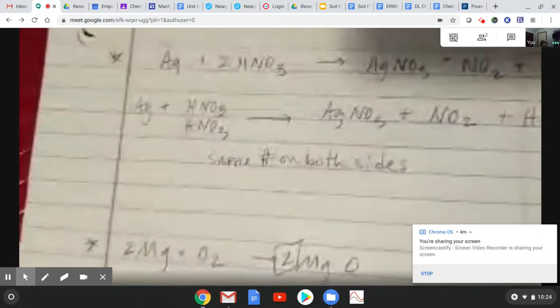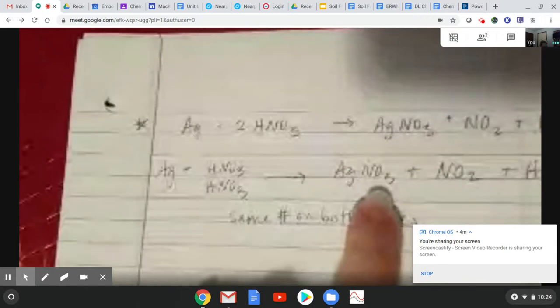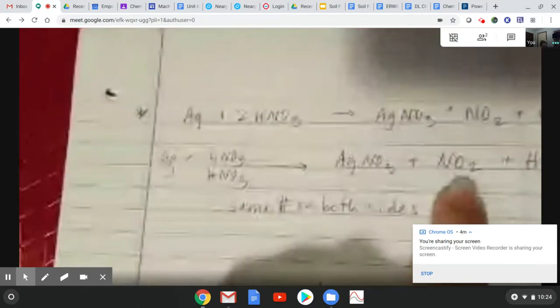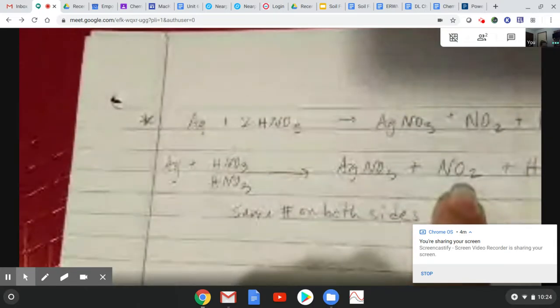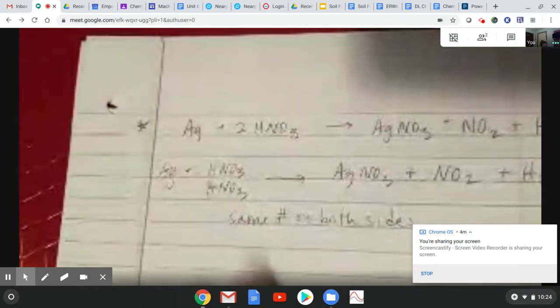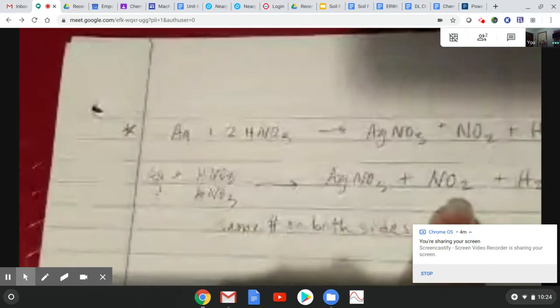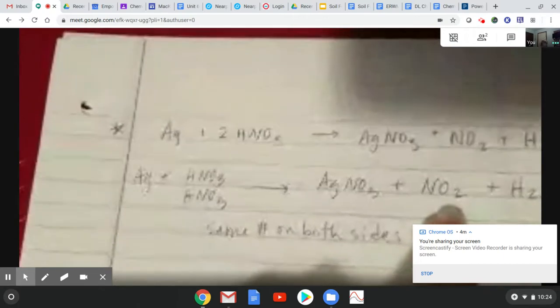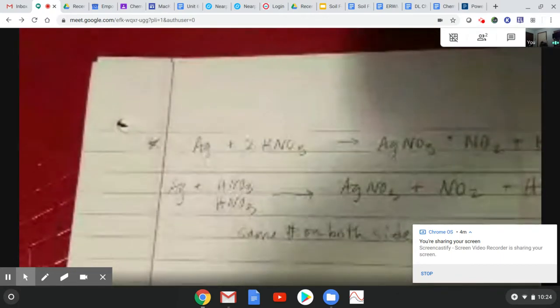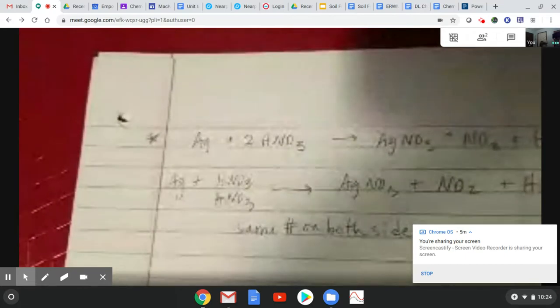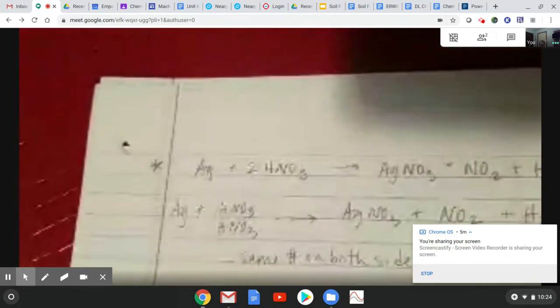You have 1 silver, you have 2 NO3s, but you also have... hold on, it's not the same. There's 5 on both sides. I'll have to go back and look at this one again because it's clearly not balanced, or at least I just didn't write it down correctly. But it's not balanced because... oh yes, it is.